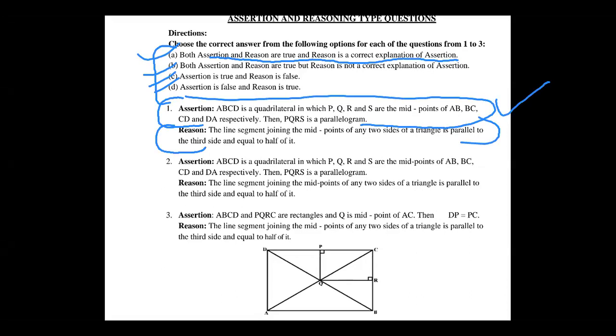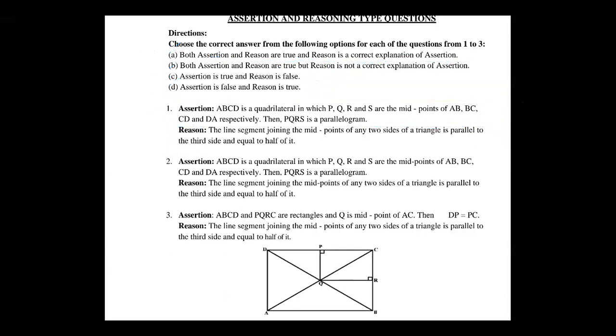If both assertion and reason are true, then we need to check whether the reason explains the assertion. Or whether the assertion is true or the reason is false, and this way you have to show. We'll just see the questions directly. The options might be confusing, so let's directly see the question, and then we'll see the options.